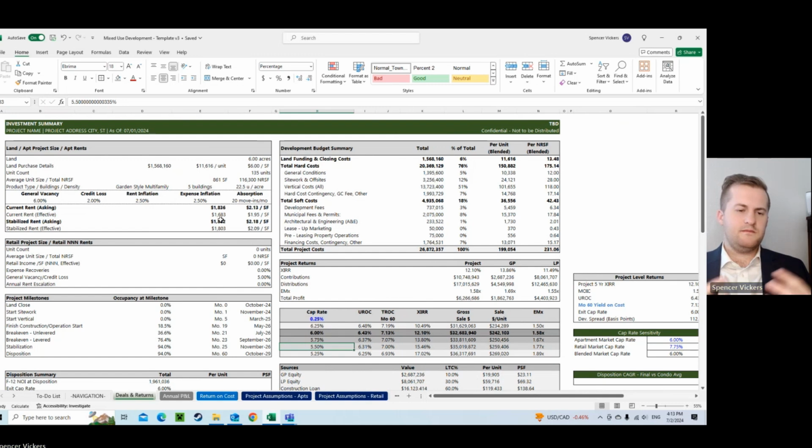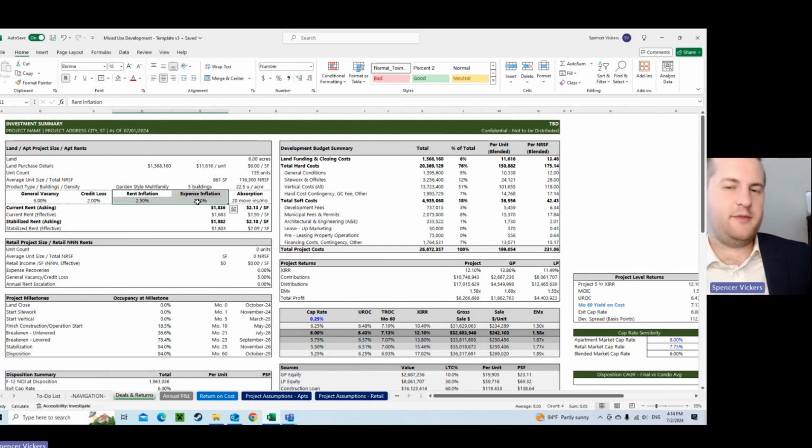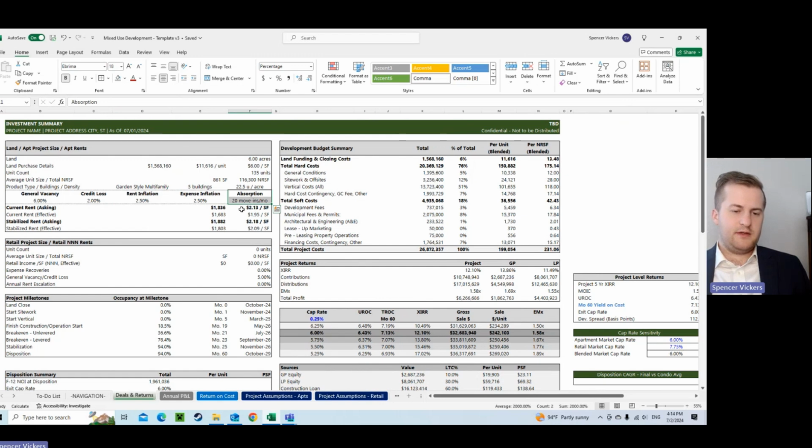You have to remember that every market is a little bit different. But generally speaking, I would say that the general vacancy and credit loss does feel good. Rent inflation and expense inflation, a lot of people will underwrite 3 to 4%, so I like to come in under that. That feels good. Absorption at 20 feels really good. A lot of groups will underwrite 30, 40, 50 move-ins per month, so I like to keep that move-in pace a little bit more conservative.